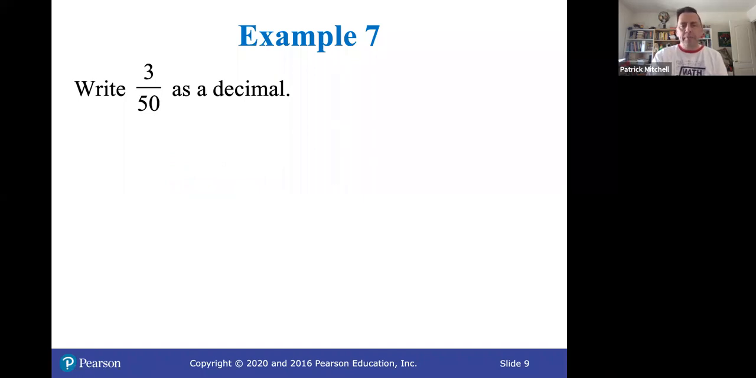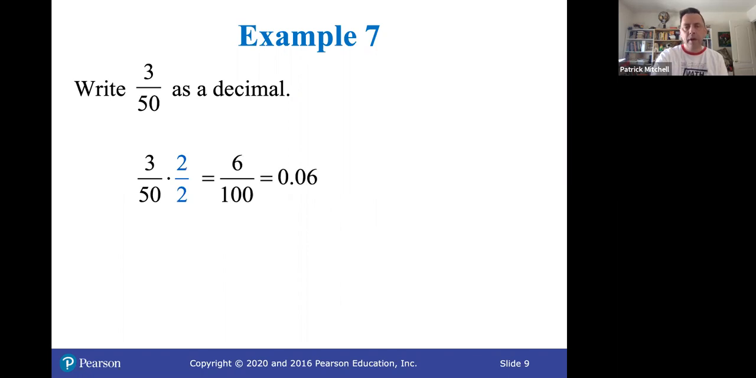All right, this one can be done the same way. 50 is a factor of 100. So if you multiply the top and the bottom by 2, that'll make it 6 over 100, 6/100. That's how you write that as a decimal.